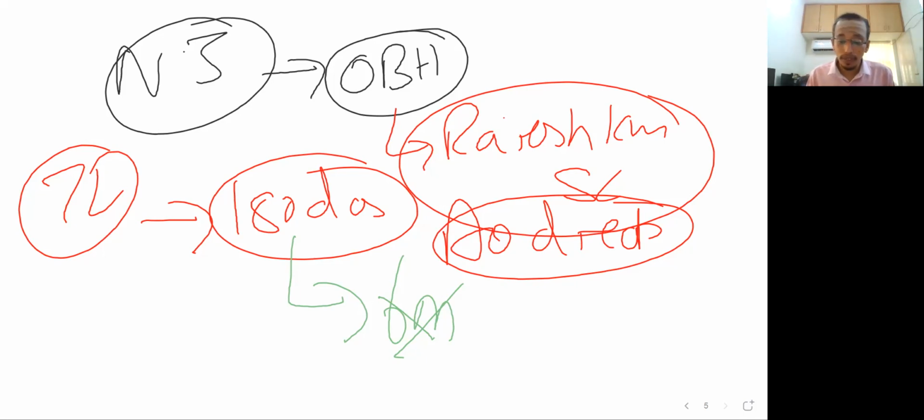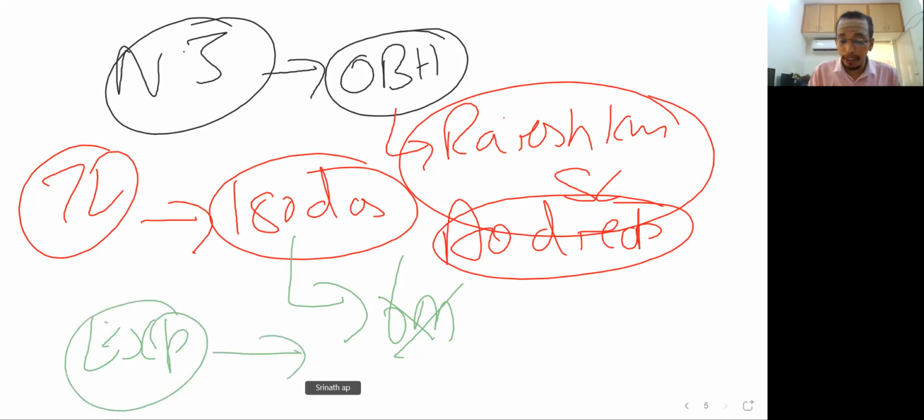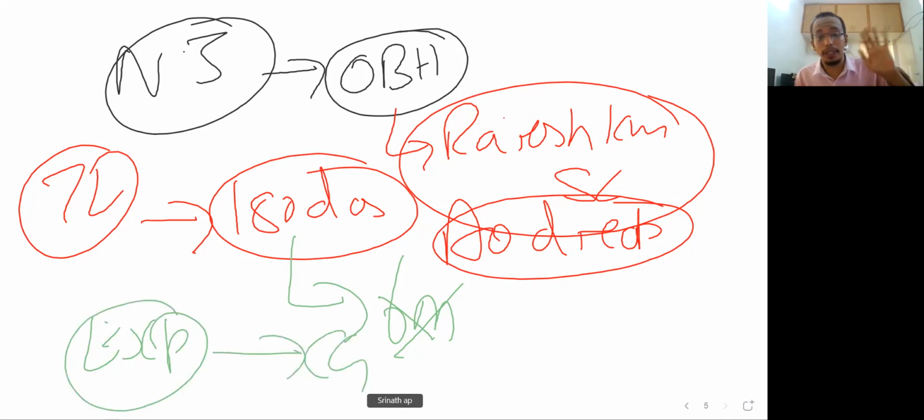The expenses for this audit will be borne by the central government. That means it is not required to be paid by the assessee. The assessee need not pay; the central government, that is the income tax department, will pay.